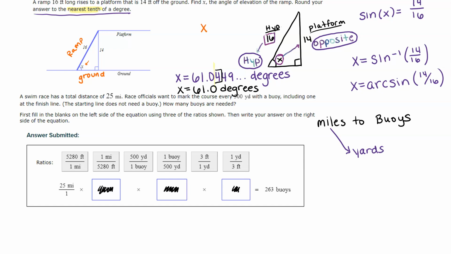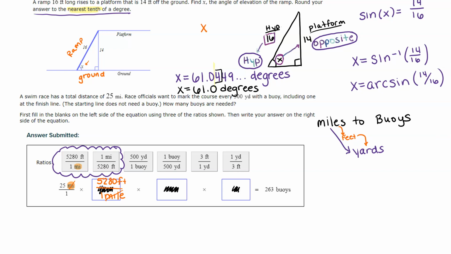So these are my two miles to feet ratios. And I need to cancel miles out. So I have miles on top here. So I'm going to pick the ratio that has miles on bottom. So that's this guy. So I would just drag that in as 5,280 feet for 1 mile. Okay, so now miles has canceled out and I'm at feet. So we went from miles to feet, and now we have to go from feet to yards.